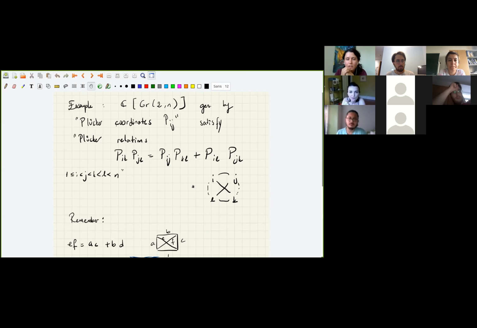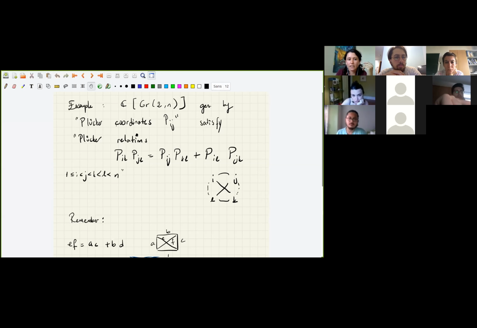For instance, if we look at the homogeneous coordinate ring of two-dimensional planes in an n-dimensional space, we consider C to the n, look at two-dimensional planes, and take the homogeneous coordinate ring. This is generated by Plucker coordinates. If you think of it as 2 by n matrices, the Plucker coordinates are just the 2 by 2 minors, the determinants of the 2 by 2 submatrices. So this ring is generated by Plucker coordinates, and these are all well known.